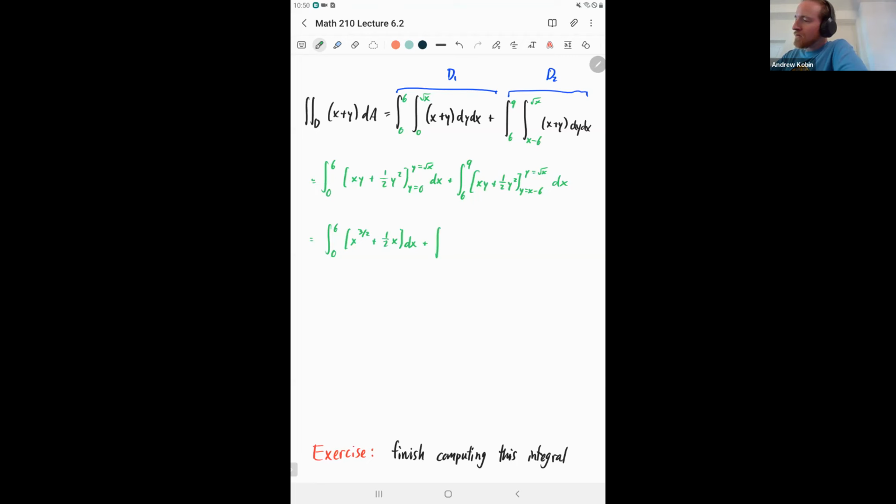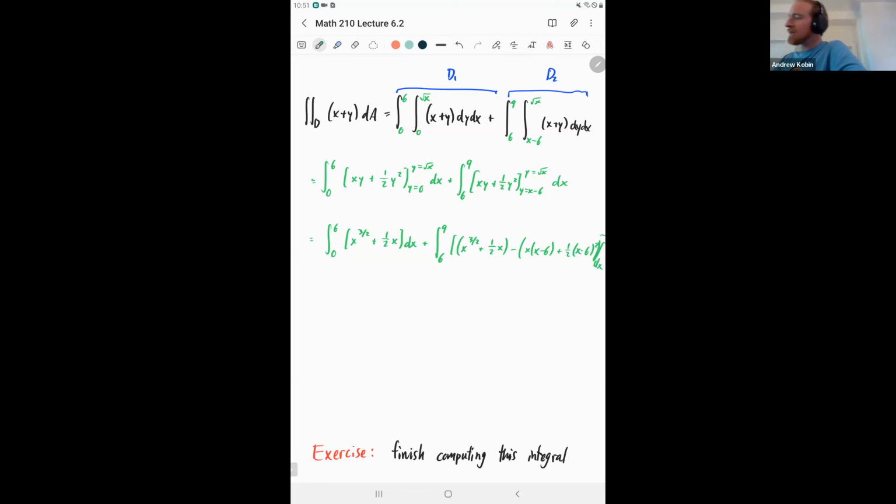In the second integral, we'll eventually integrate from 6 to 9 in the x direction, but I need to plug in the integral bounds here. When I plug in square root of x, I'm actually going to get exactly the same expression. Notice that it's the same integrand and the same top y bound. So look at this expression. However, when we plug in y equals x minus 6 on the bottom, this is giving us a different value. So this is x times x minus 6 plus 1/2 x minus 6 squared. And then there's a dx.